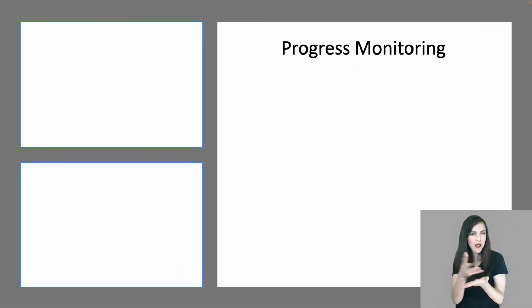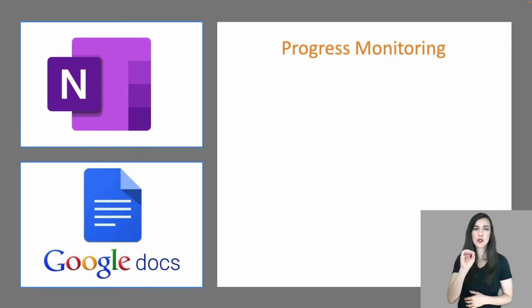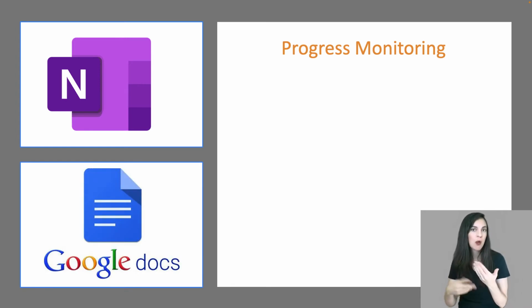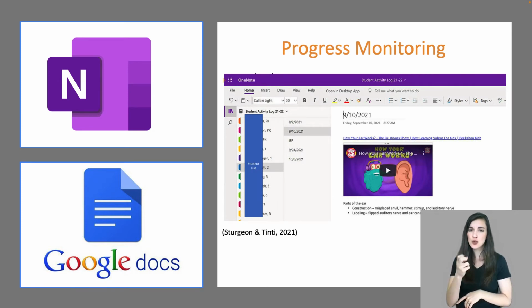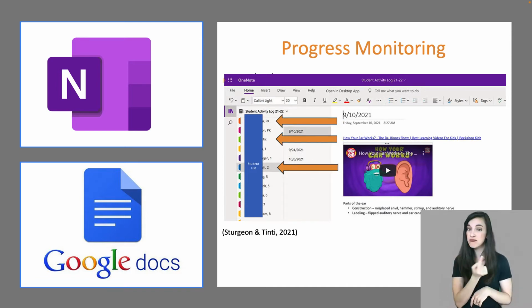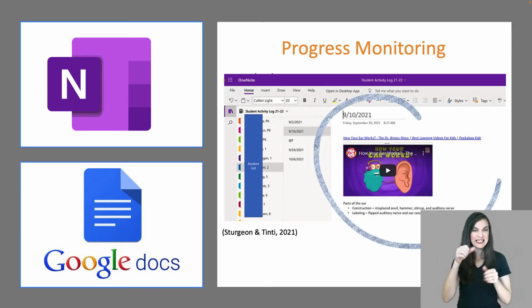Regular collaboration on progress monitoring should also occur. Using tools like Microsoft OneNote or a Google Doc or any other district program could be an easy way to have all documentation in one place and for that documentation to be fluid. Shown is an example from Samantha Sturgeon and Sarah Tinty from Duval County using Microsoft OneNote to document student progress towards IEP goals. The Duval County OneNote is set up with a tab for each student. Within each student's tab are dates, when specially designed instruction was given, and notes on progress monitoring.